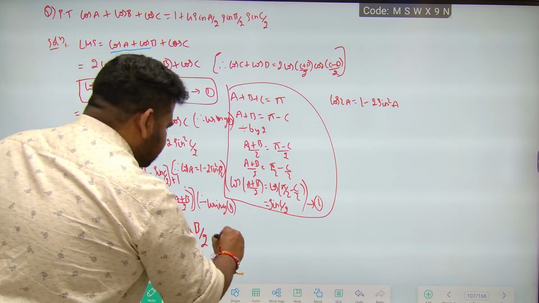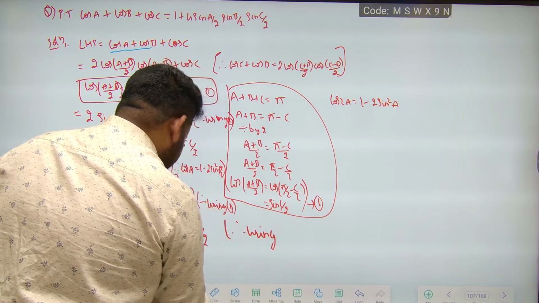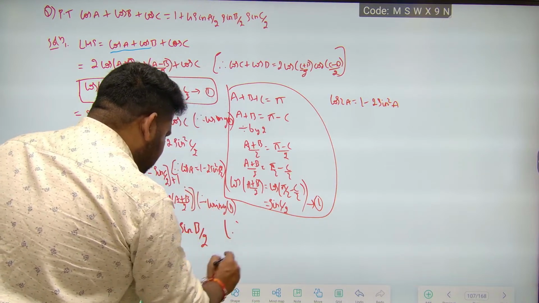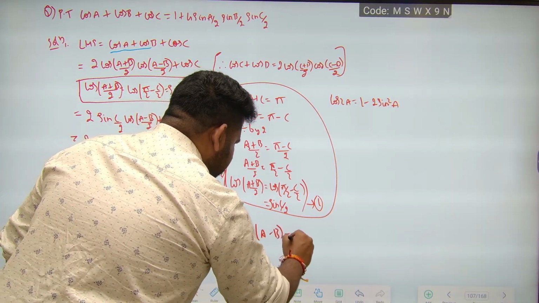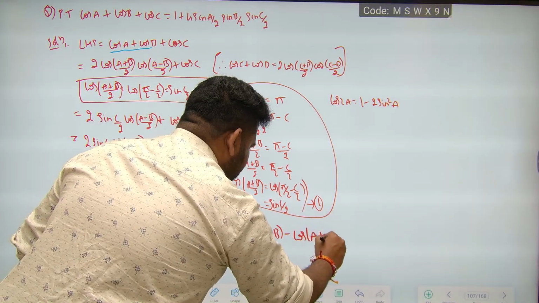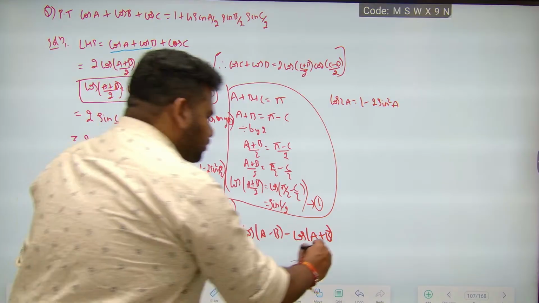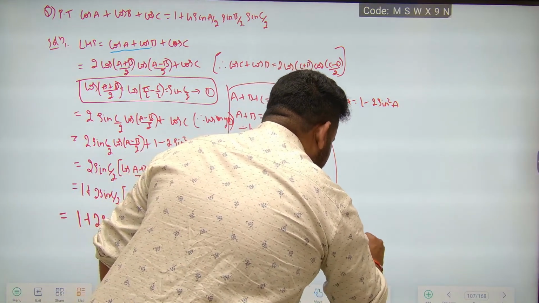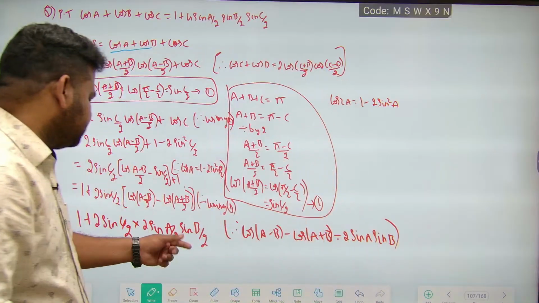Therefore the reason is what? The formula is cos of a minus b minus cos of a plus b, it is of that form. So cos of a minus b minus cos of a plus b is equal to 2 sin a sin b, that is the formula we are using. Because of that we got it.